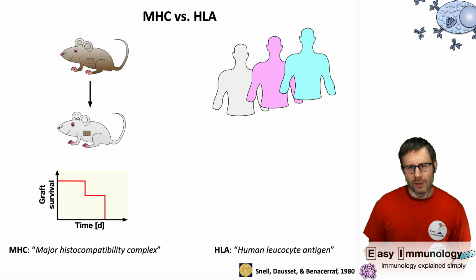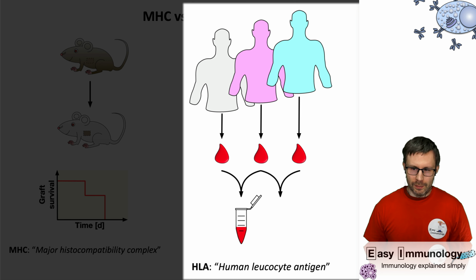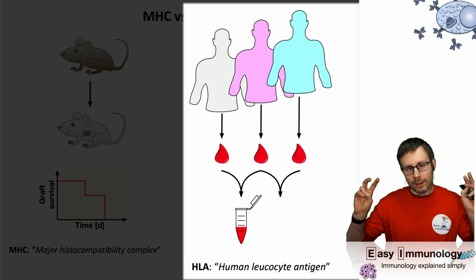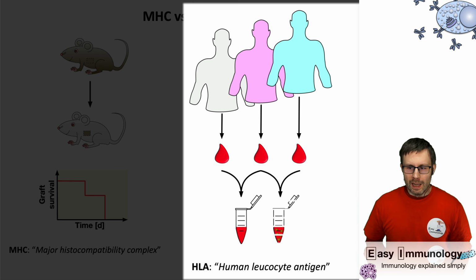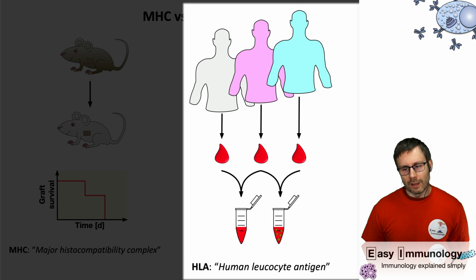Similar experiments were done in humans. Of course, there you do not just wildly graft skin. That would not be so nice. But what you can do is take small drops of blood from different persons and mix them. And then two different things can happen. If the blood is compatible, it will stay liquid. If the blood is not compatible, it will coagulate. So it will form aggregates, and it will turn from a liquid into something that is less liquid, forming these clumps. And the antigens that are involved in this reaction were called human leukocyte antigens.